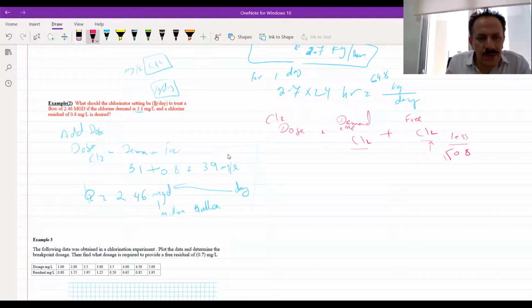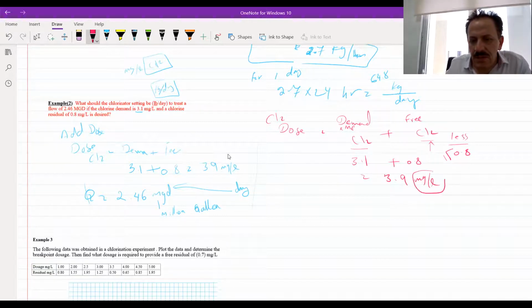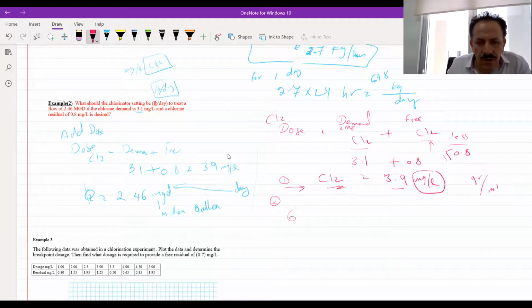So in this question, we have 3.1 as the demand to kill bacteria, plus they ask us to have at least 0.8. So the total is 3.9 milligram per liter. And this unit, milligram per liter, is just equal to gram per meter cube, the same. So the chlorine required to be added is 3.9 gram per meter cube or milligram per liter. This is one. The second thing that we have is the Q. We have the Q for this, equal to 2.46 MGD.